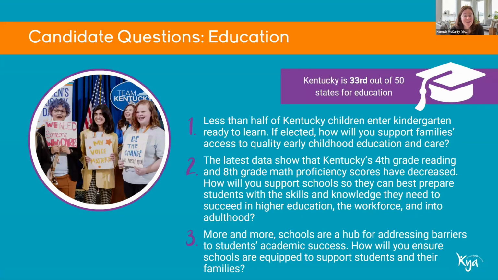There's also education, which is a major topic when thinking about the needs of kids. So Kentucky ranks 33rd out of 50 states for education, and less than half of Kentucky's children enter kindergarten ready to learn. So when engaging officials, asking how will they support families' access to quality early childhood education and care? How will they support schools? Asking questions around how they will provide supports to improve reading and math proficiency scores. How will they support schools in being able to holistically address the needs of students and families? These are all some ideas to talk about when engaging with legislators and elected officials.